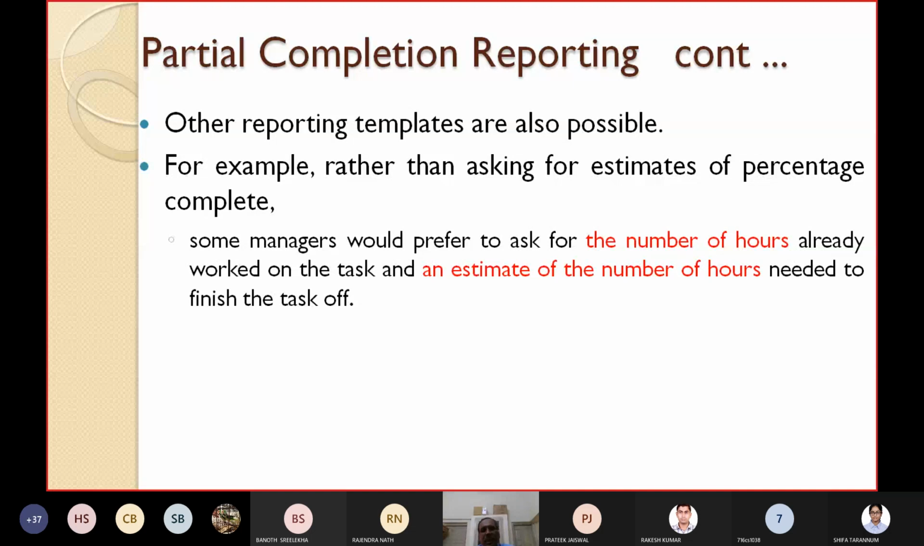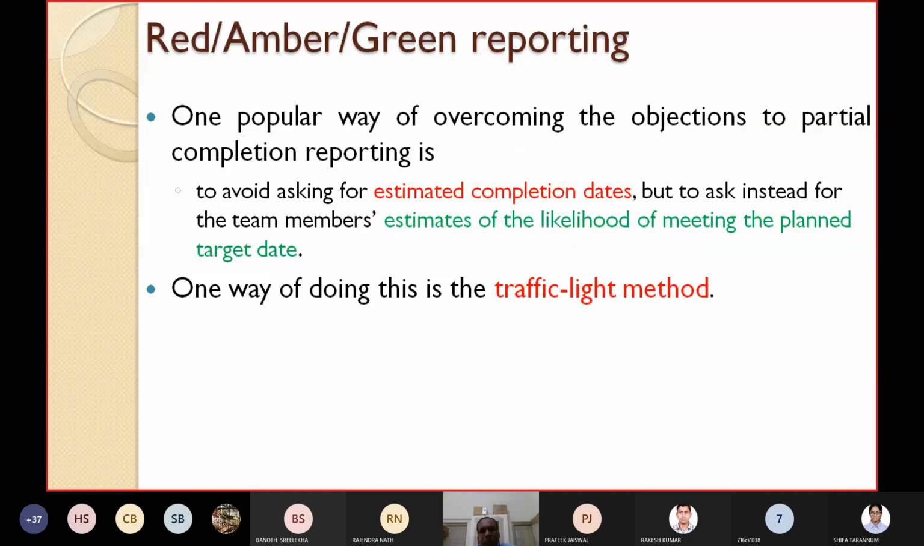It is called red, amber, green reporting. What do you mean by red, amber, green reporting? Well, this is red, amber, green reporting. This is one of the popular ways of overcoming the objections to partial completion reporting. There are some observations, maybe drawbacks or so. So how can they be removed?